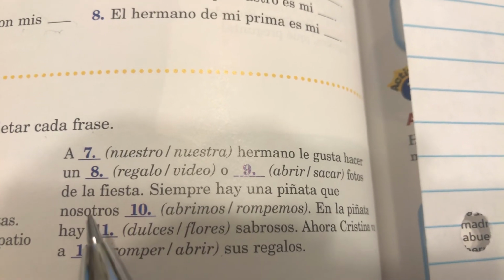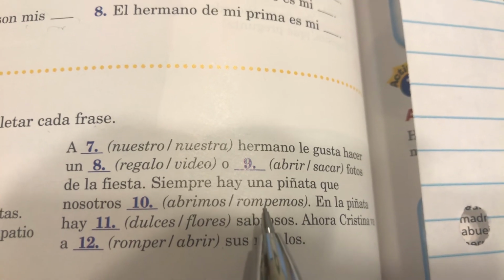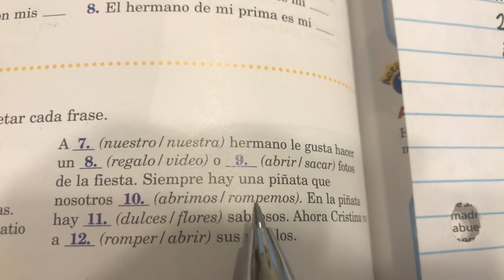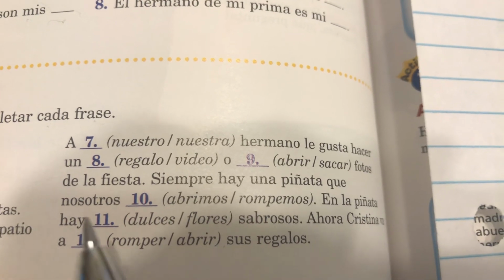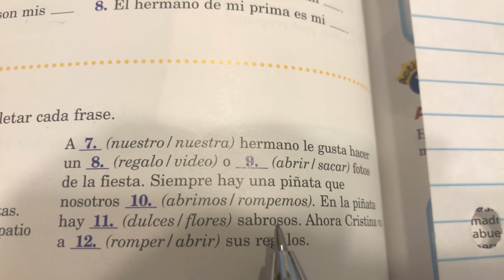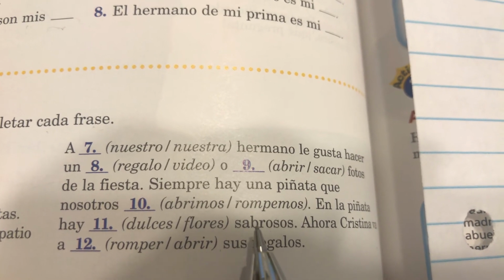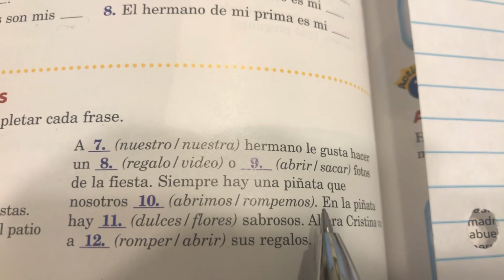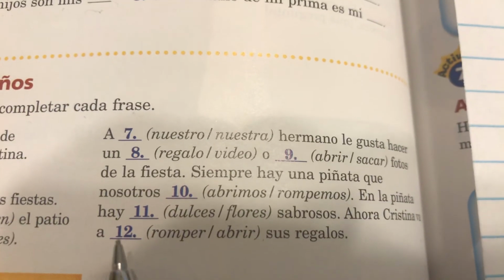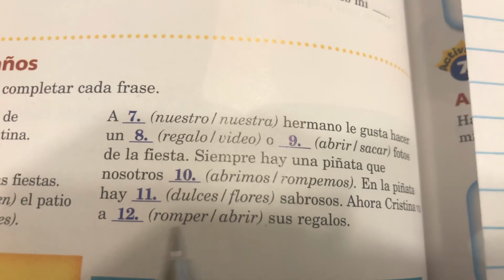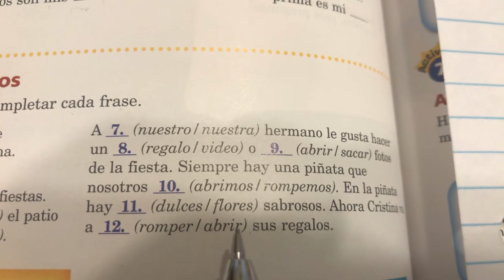Siempre hay una piñata que nosotros blank. There's always a piñata that we, is it abrimos or rompemos? That we open or we break. Siempre hay una piñata que nosotros rompemos. En la piñata hay blank sabrosos. There are tasty candies in the piñata. En la piñata hay dulces sabrosos. Ahora Cristina va a blank sus regalos. If we know that romper means to break and abrir means to open, we know that it would be ahora Cristina va a abrir sus regalos.